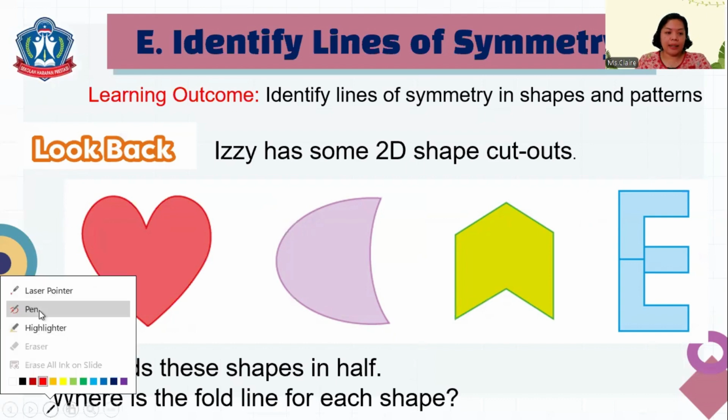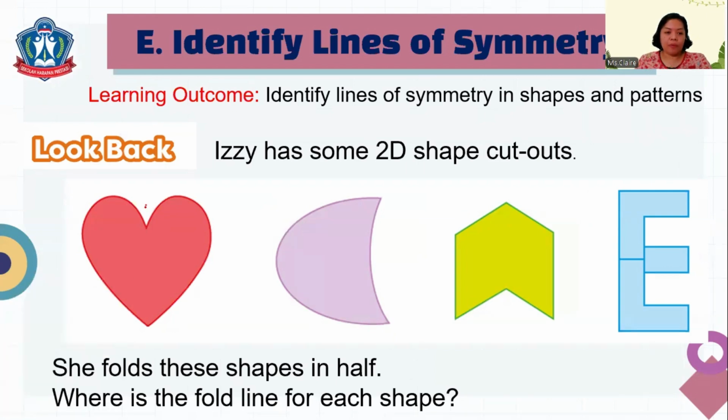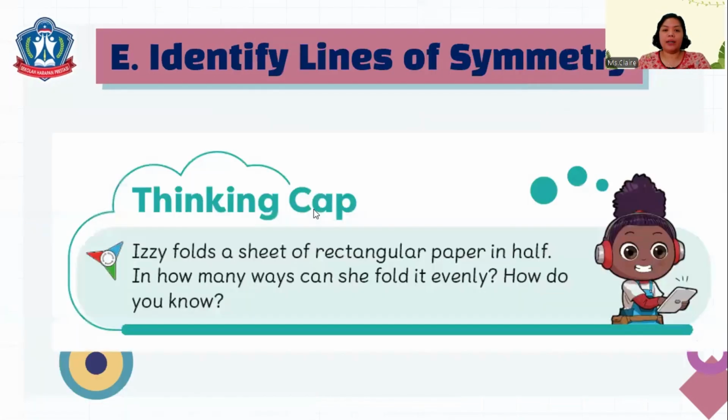Okay, eyes here. For the heart shape, if we fold it in half, it's around here. For this shape, the purple one, it should be here. And the yellow shape, it's around here. And for the letter E, it is here. So if we fold this shape like this, P3, we can find the line of symmetry. Because the line of symmetry is the line that shows the identical shape from left to right, top to bottom.